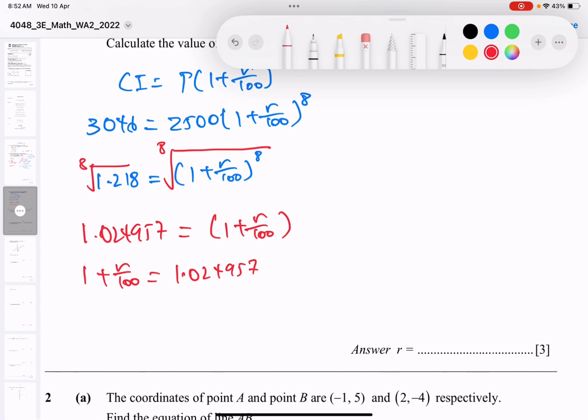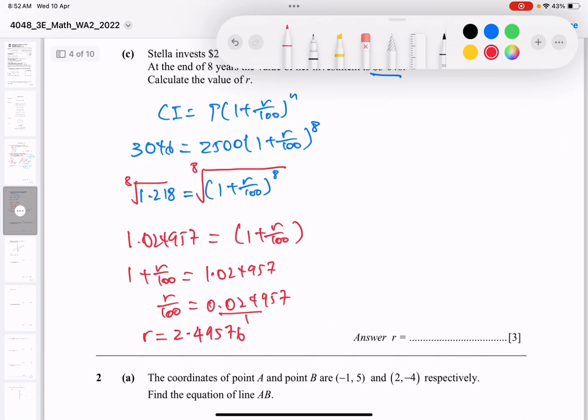Okay, I'm going to minus 1 on both sides. So 1 over 100 is equal to minus 1 on both sides, 0.024957. Okay, and then cross multiply. All right, so if I cross multiply, I'm going to get R is equal to this whole thing times 100. I'm going to get 2.49576. Okay, so what's the value of R?